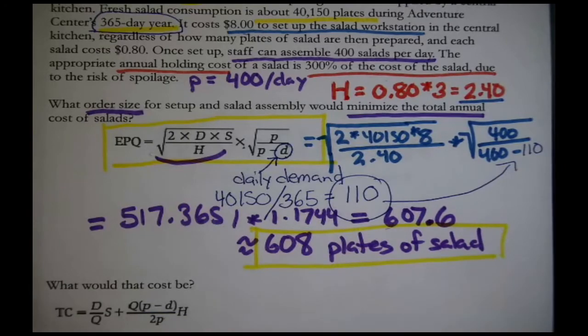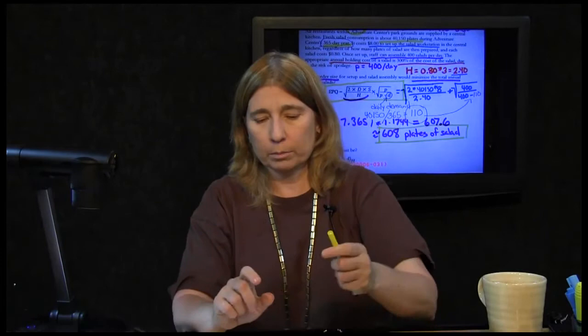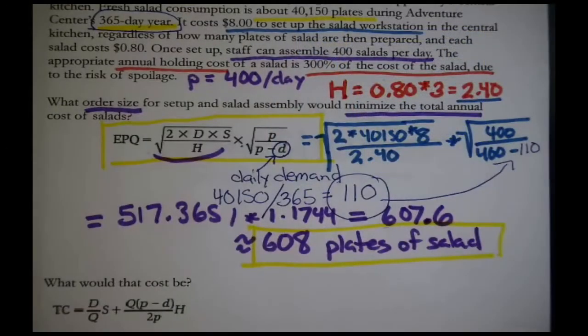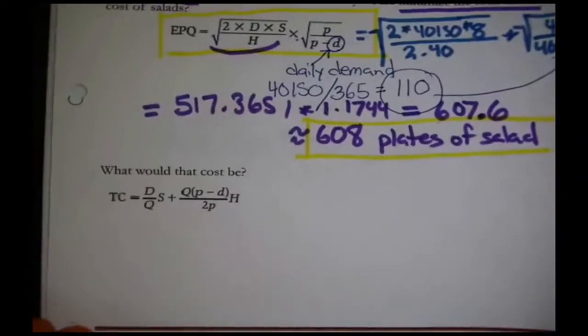That's the actual answer. So what we would recommend to Adventure Center is when you're setting up to make salad, make 608 plates of salad. Why? Because that's going to minimize these holding costs and these setup costs at the salad assembly workstation. Oh, now wait a minute, that's going to minimize those costs. What actually are those costs? There's a tag-on question here. What would that cost be?